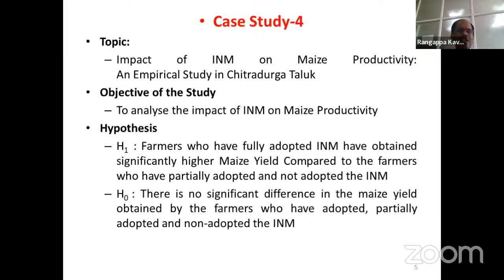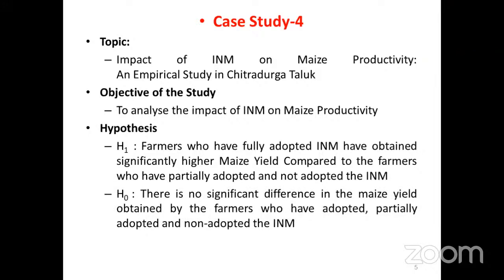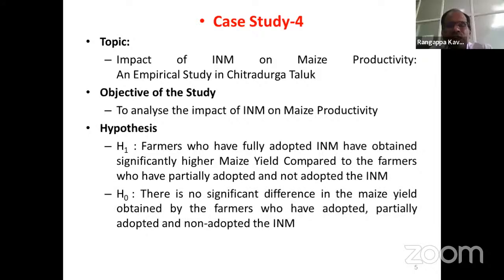The null hypothesis here is that there is no significant difference in the maize yield obtained by the farmers who have adopted, partially adopted, or not adopted this integrated nutrient management technology. This is the research context. Can anyone tell me which test is relevant here?